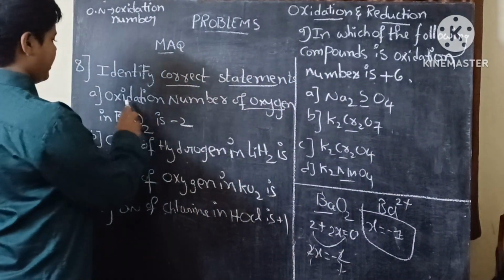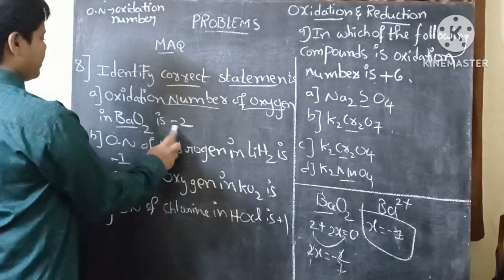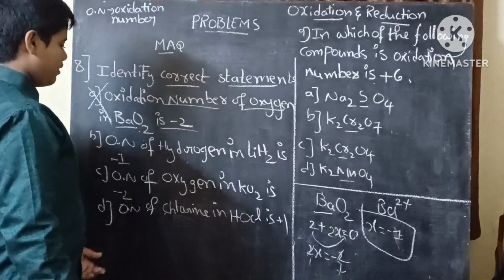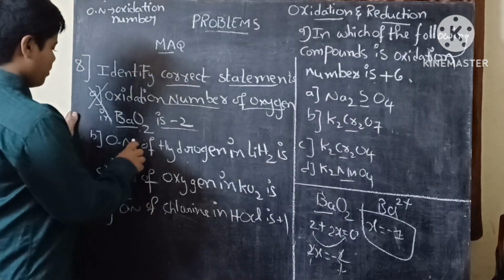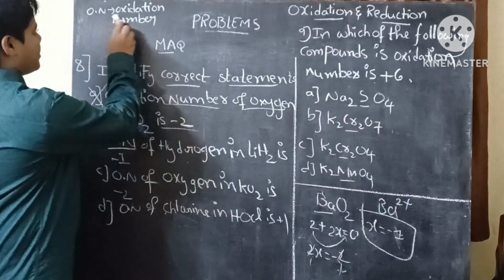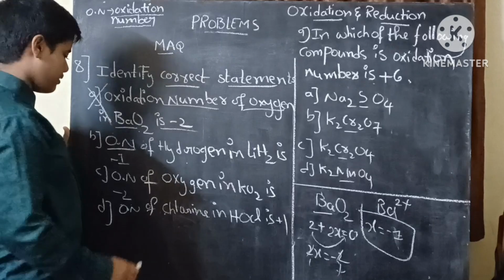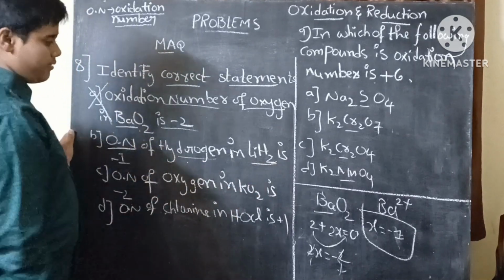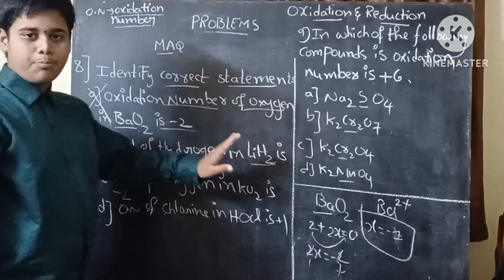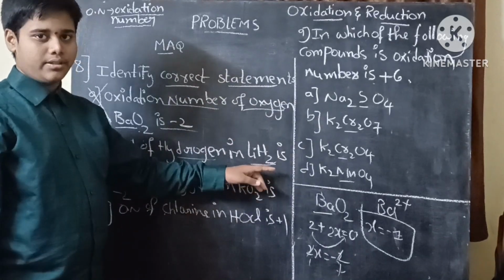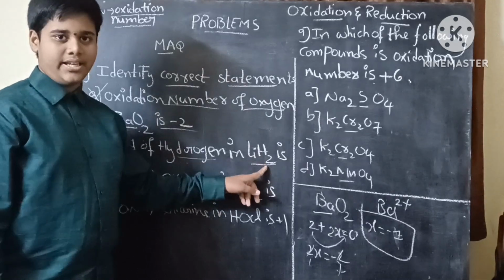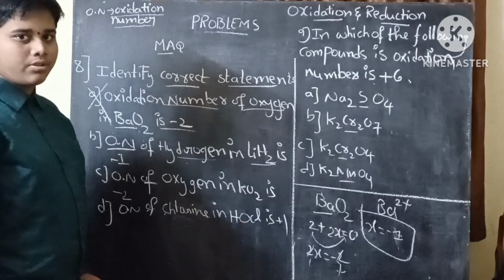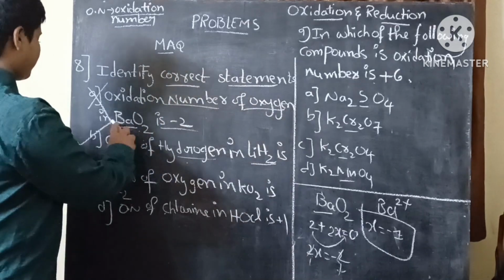x is minus 1 means here they give oxidation number is minus 2, so definitely this statement is false. And the next statement, ON of, here ON means oxidation number. So ON of hydrogen in LiH is minus 1. Here we should not do a problem because this is one of the points. When a metal hydride is there, we have to keep the oxidation number of hydrogen as minus 1 directly. We should not do the sum. So option B is correct.